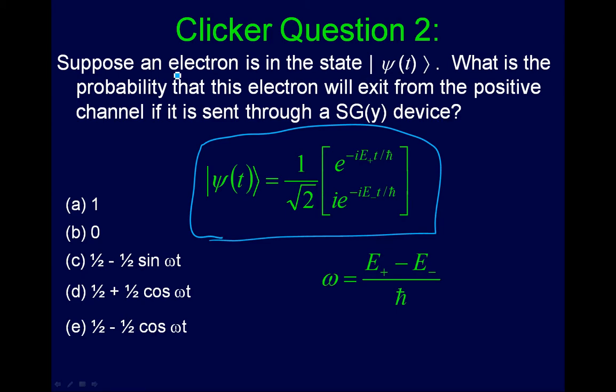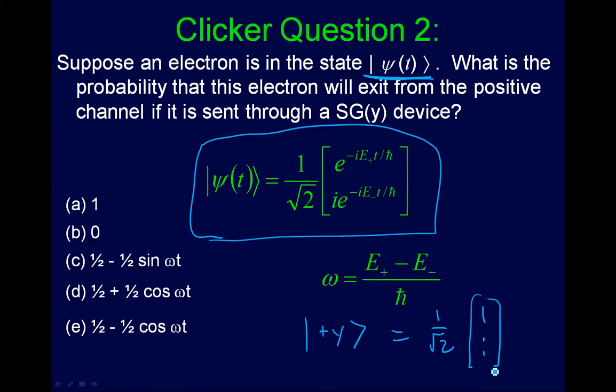The first thing we want to do, now that we've done this, is suppose an electron is in this state here. So that's the time evolved state. Now what is the probability that this electron will exit from the positive channel if it is sent through an SGY device? Give this one a try. This is the positive channel, and again, I'll give you the vector here: 1 times radical 2, 1i. Pause this here and try to find the probability that we will measure this electron in the state positive y. Then we'll talk about it and see if we get the same answer.